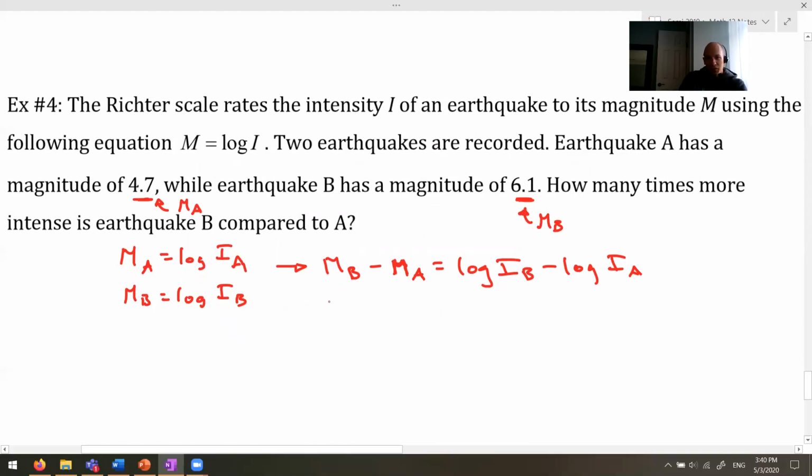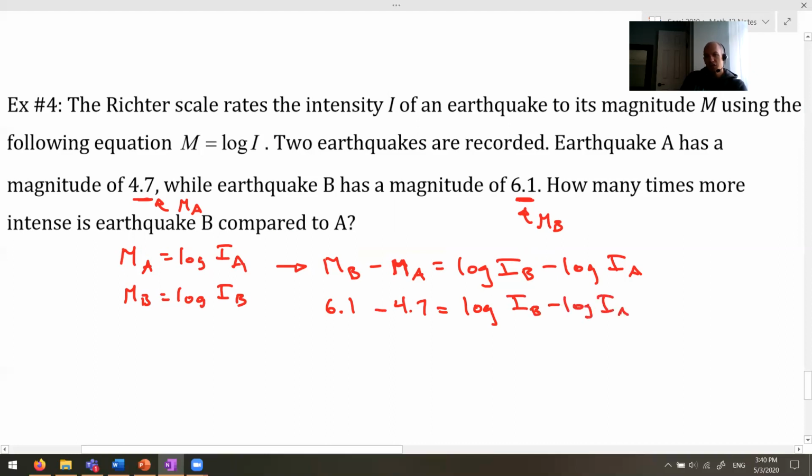Okay, so what we have here is MB has a magnitude of 6.1, and MA has a magnitude of 4.7. So we go log of the intensity of B. Now, do we know the intensity? No, we don't. So the best we can do is this.